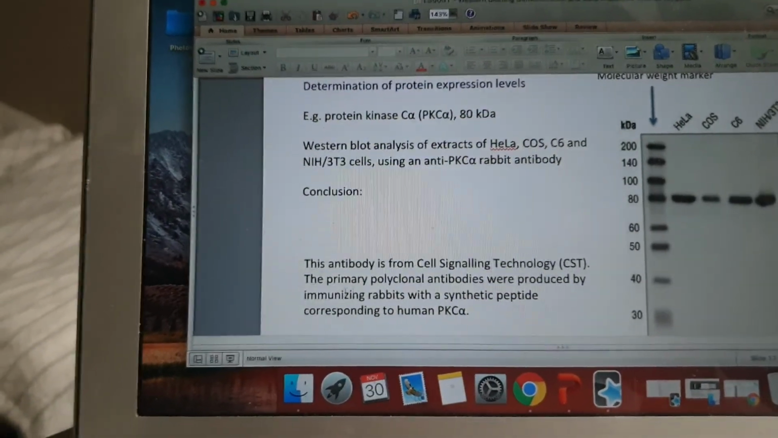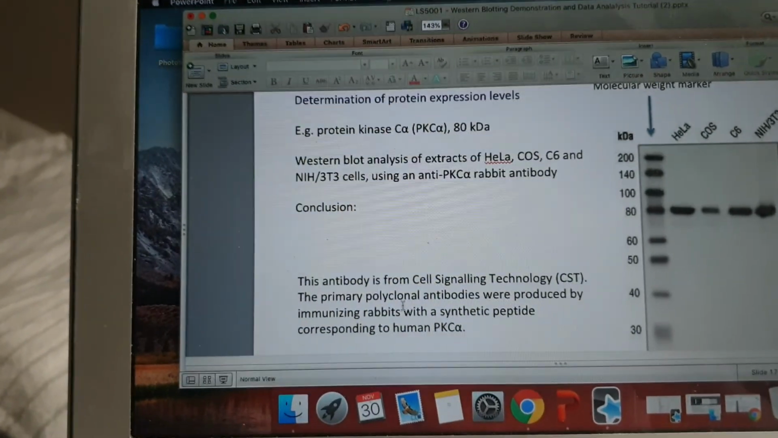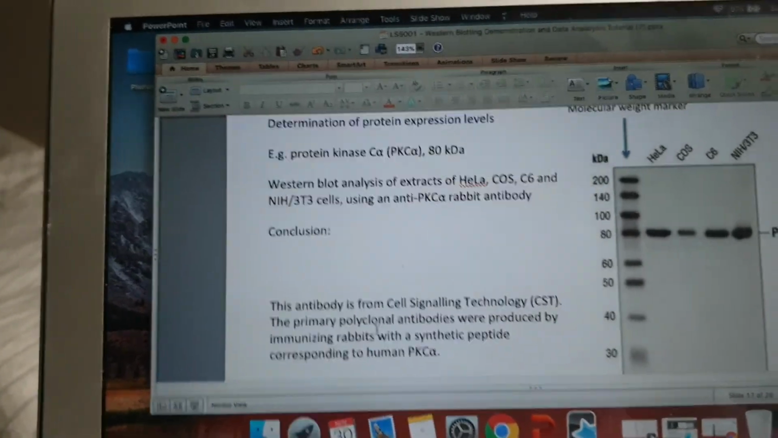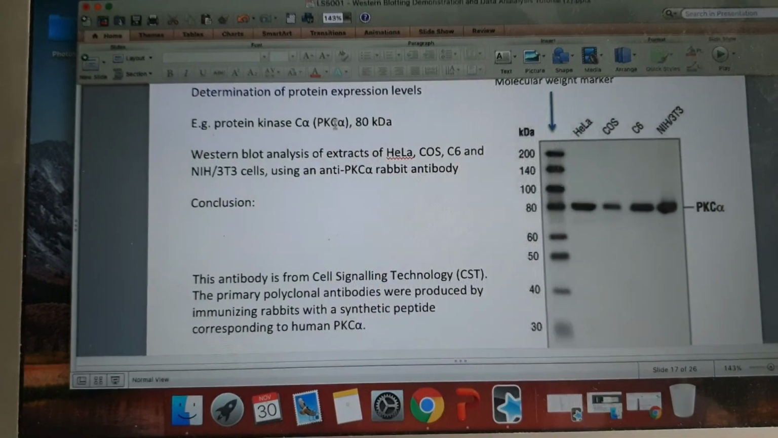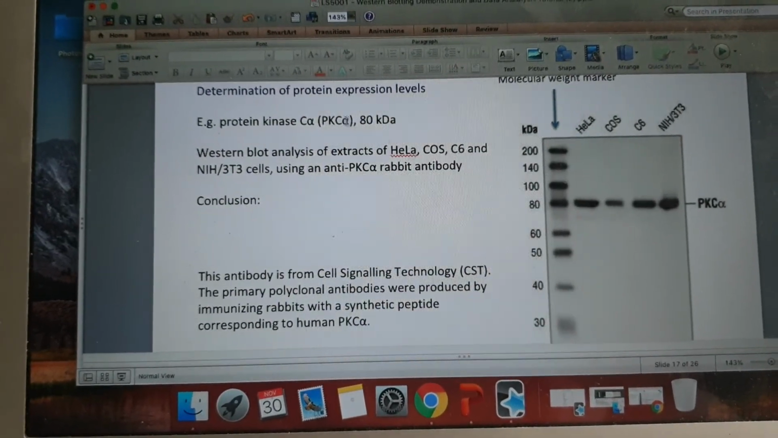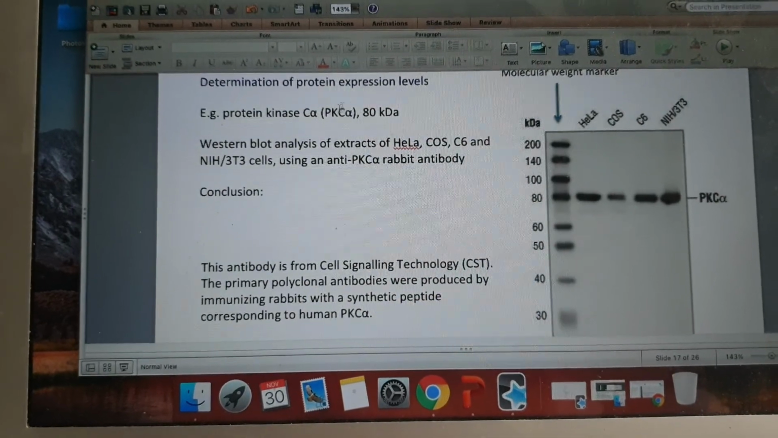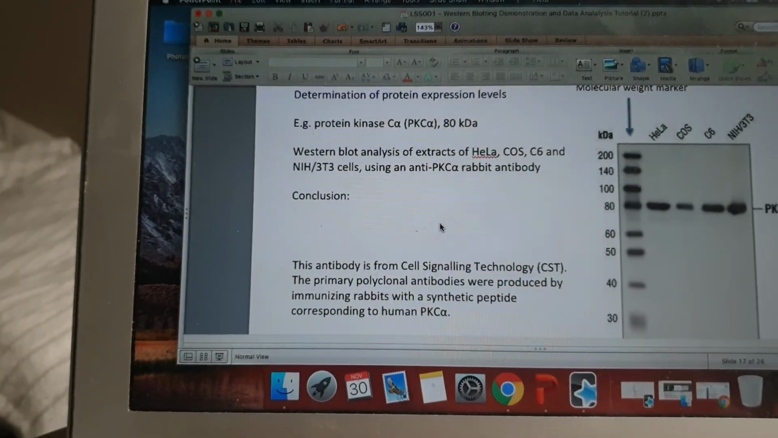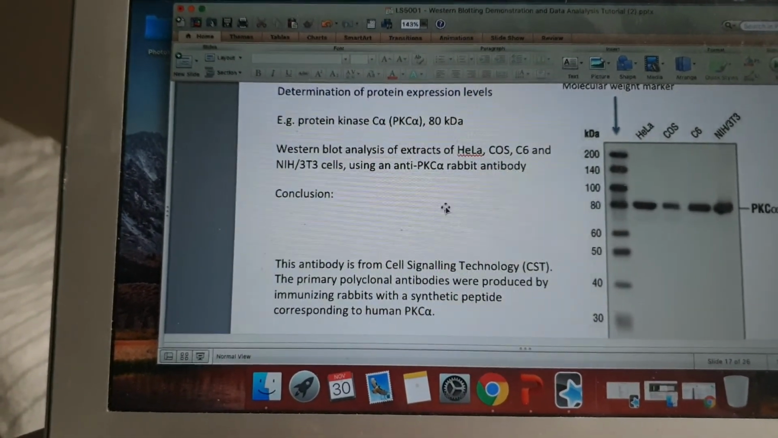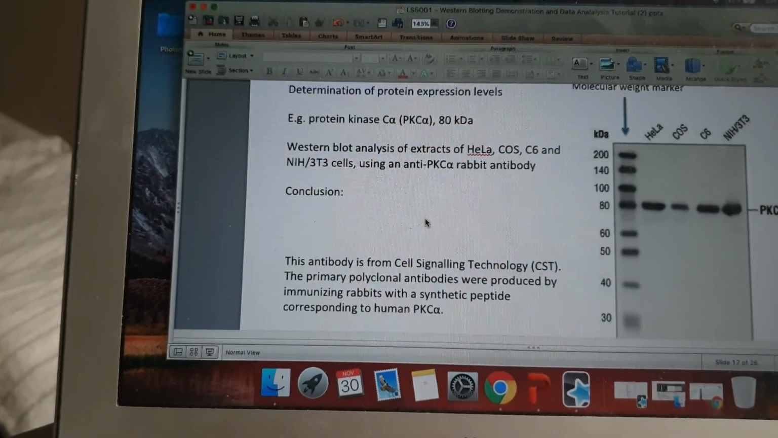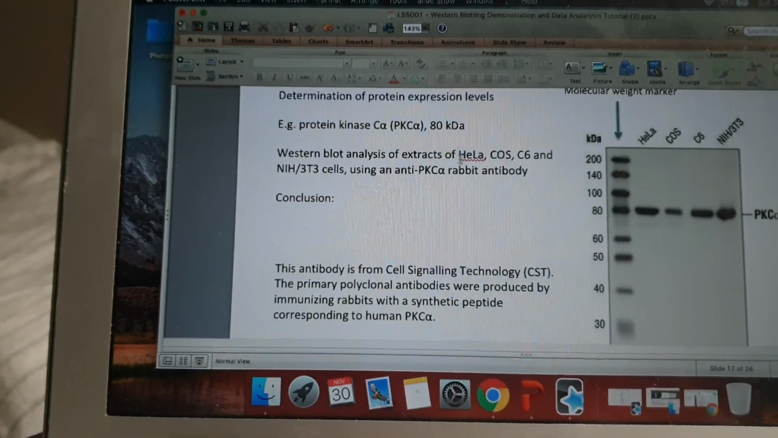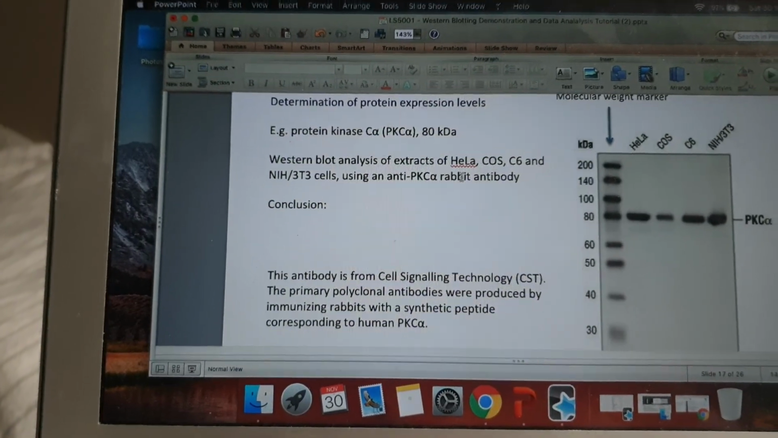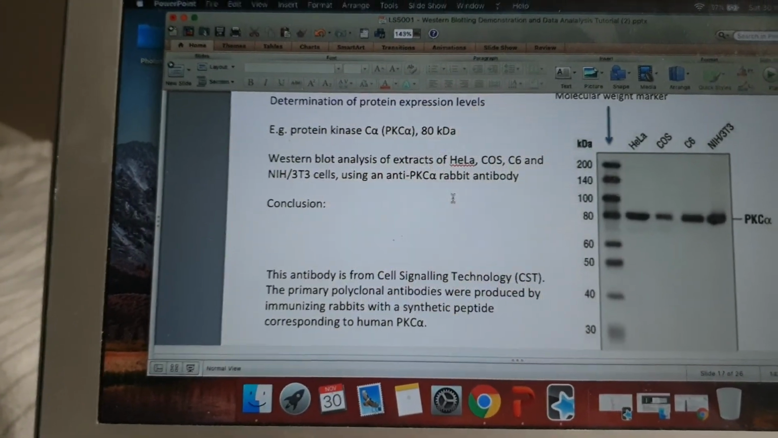What do we mean by immunizing rabbits? That's when we take a specific amino acid sequence from our target protein, in this case protein kinase C. We're taking this sequence of amino acids from a region called an epitope. Then we inject this peptide sequence into a rabbit. The rabbit recognizes this as non-self, so it will produce antibodies that are specific to the peptide sequence that we've just injected into it.